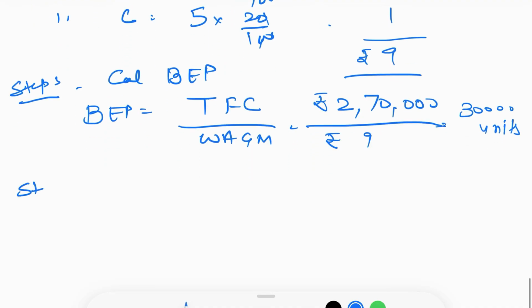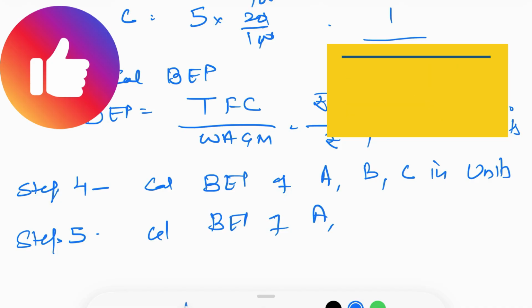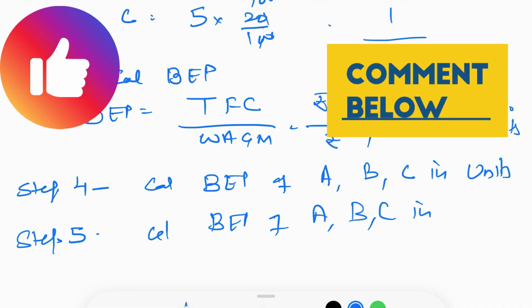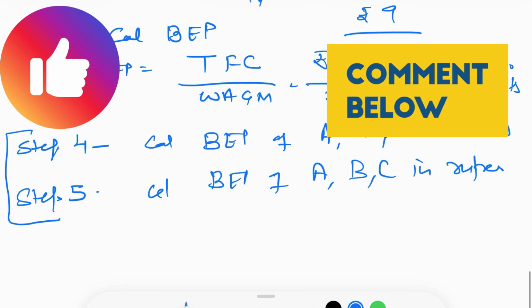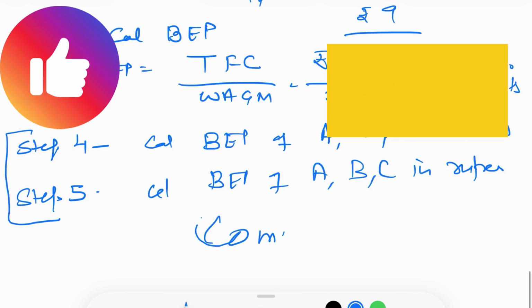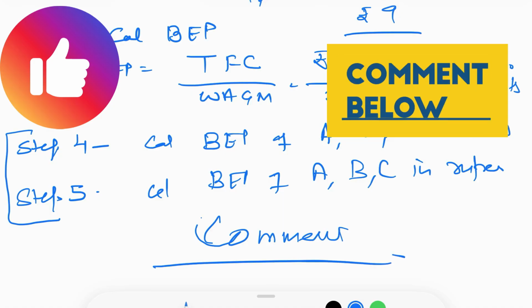Now in step 4, you know what you have to do: calculate break-even point of A, B and C in units. In step 5, you have to write down, calculate break-even point of A, B, C in rupees. Now calculate these two and let me know in the comment box how much your answer is.